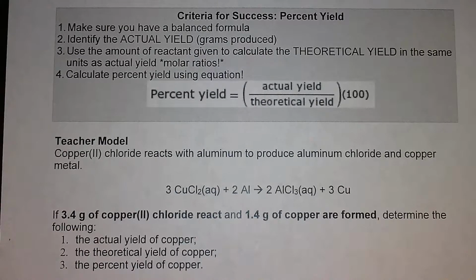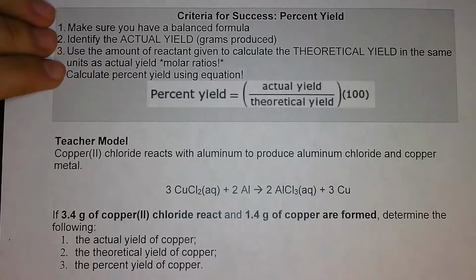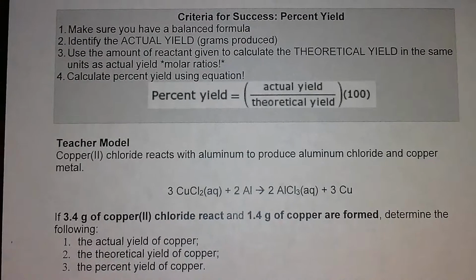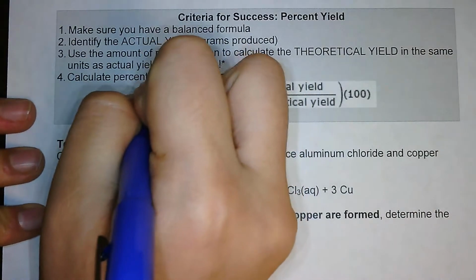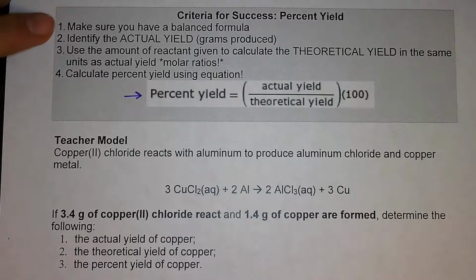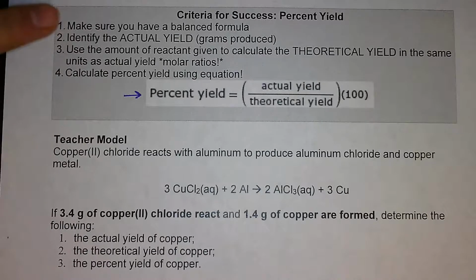All right, so anytime that you do these percent yield problems, you are going to follow these steps. You're going to recognize that the majority of these steps were actually what you learned yesterday with just molar ratios and stoichiometric calculations. The only thing new that we're adding is the percent yield. This is the only new part. So, first step. For any problem, you want to make sure that you have a balanced formula.